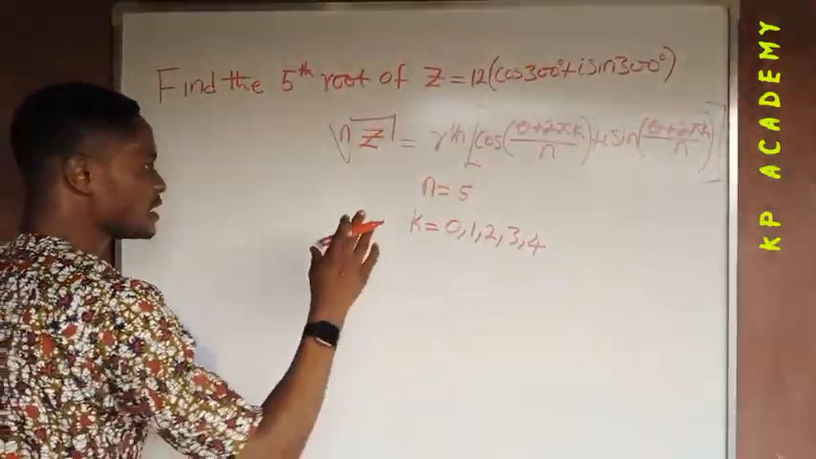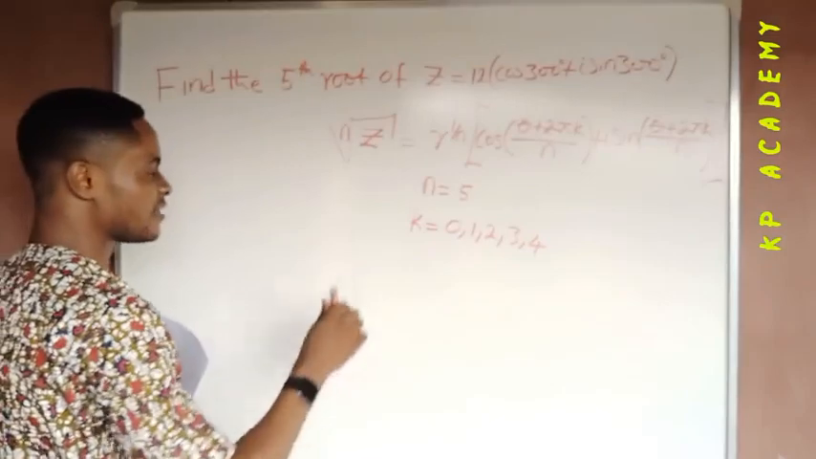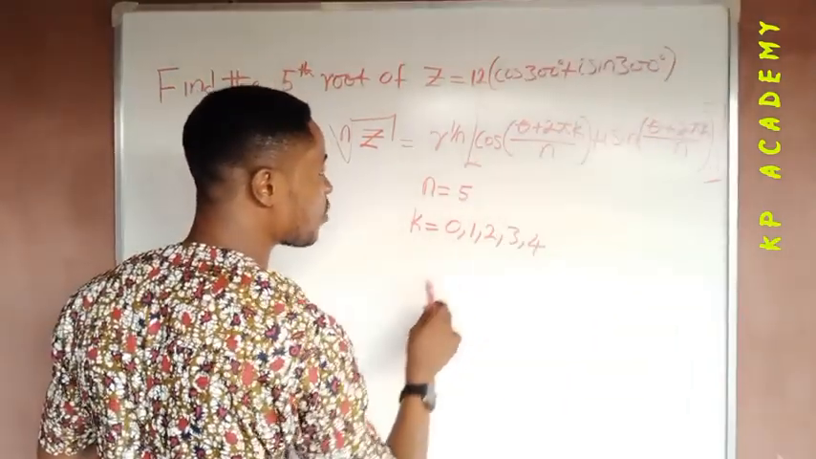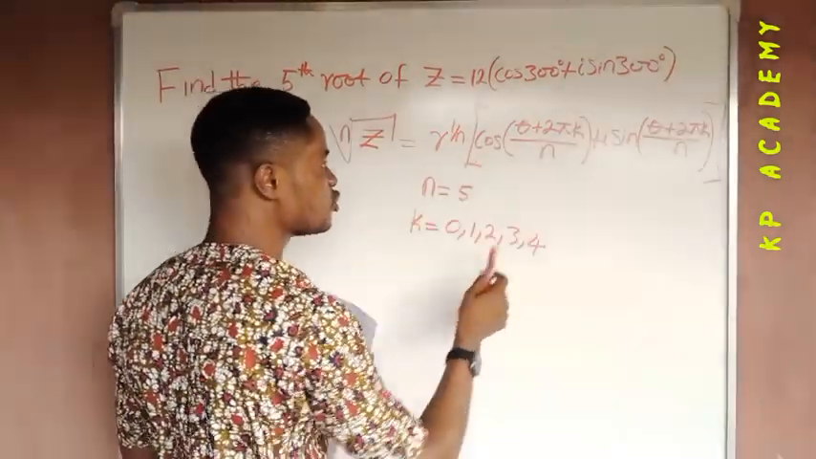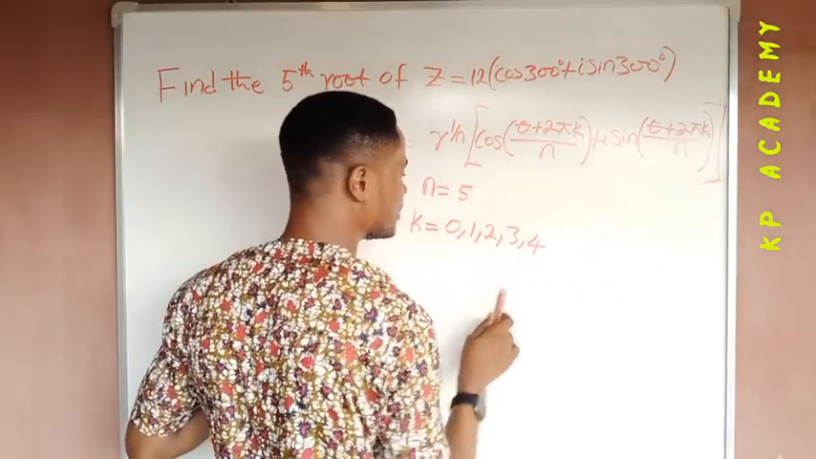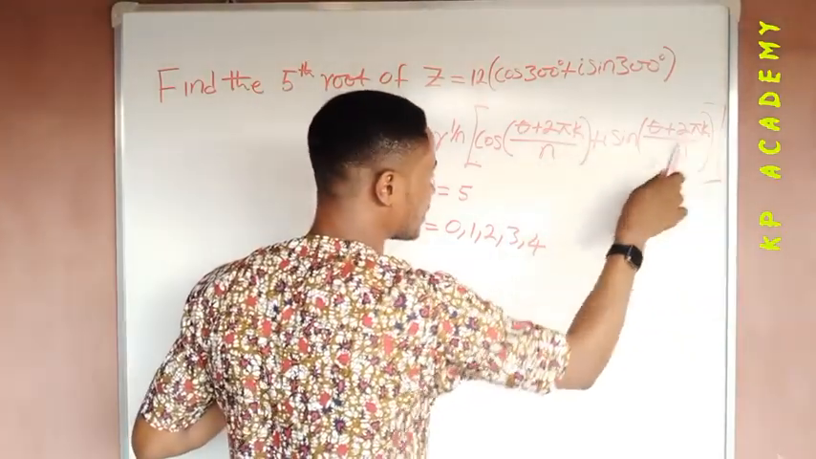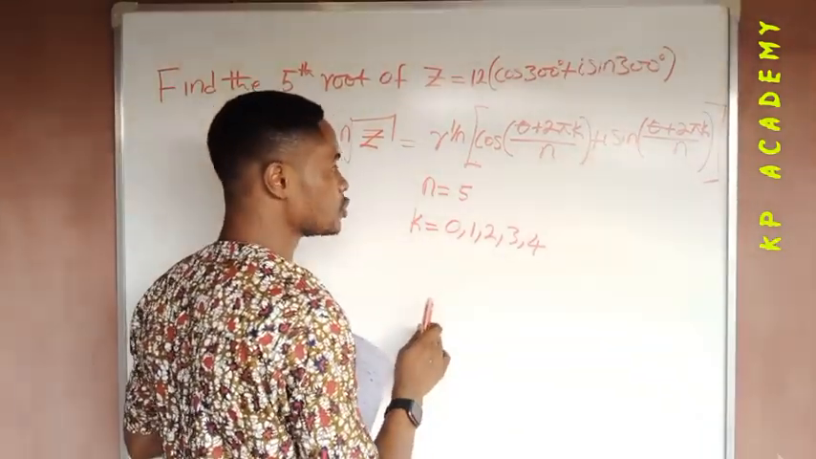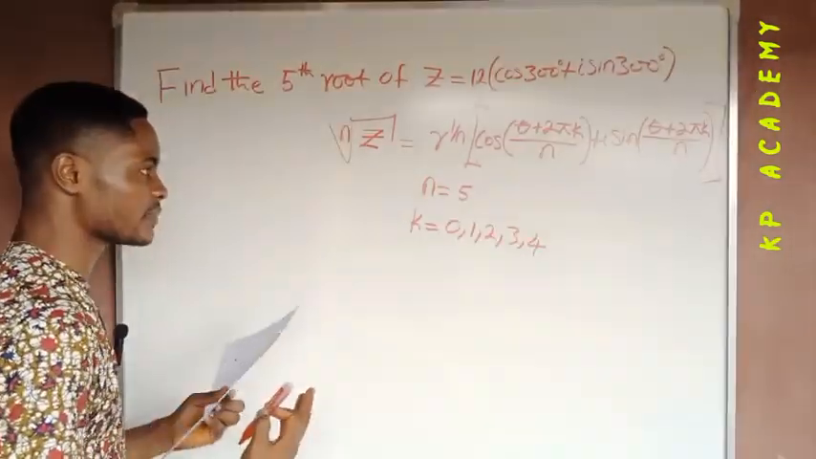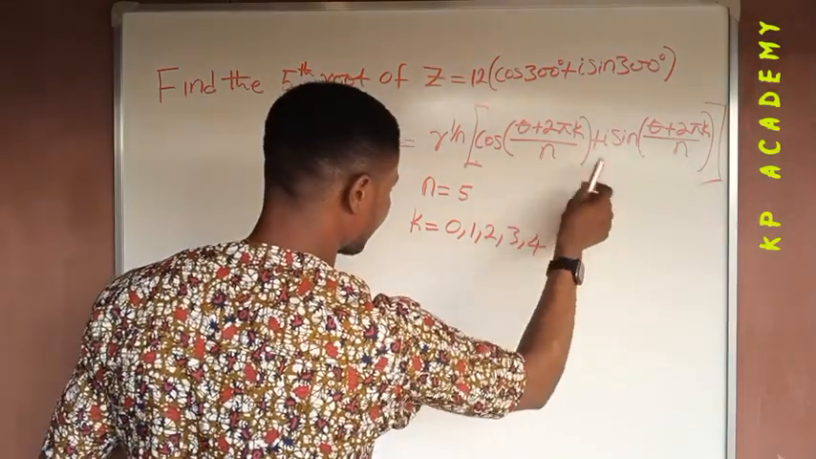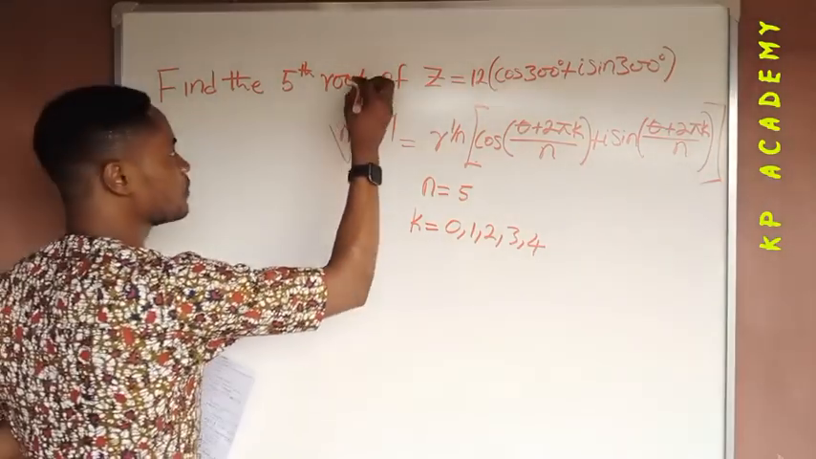Now we are going to obtain 5 answers. The first answer is when k is equal to 0. The second answer is when k is equal to 1. The third answer is when k is equal to 2. The fourth answer is when k is equal to 3. And the final answer, the fifth answer, is when k is equal to 4. Very important: in all the answers we are going to obtain, n is equal to 5. Please have that in mind. No wonder we are asked to find the fifth root.